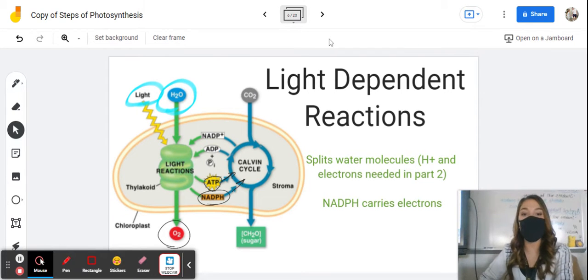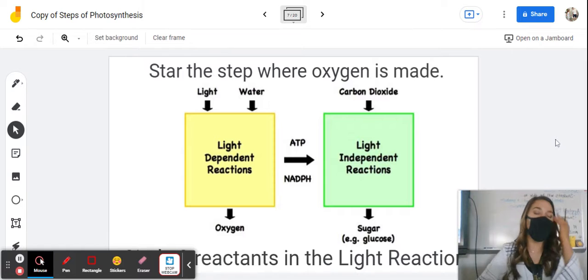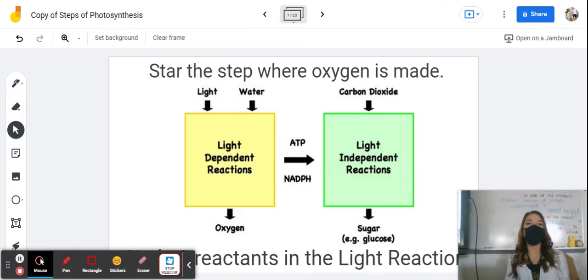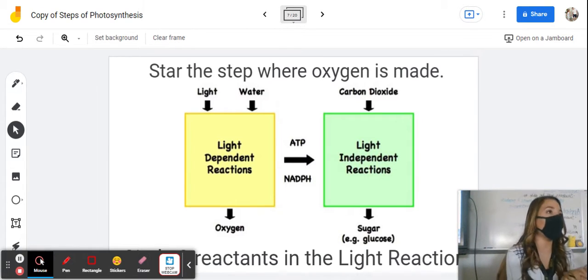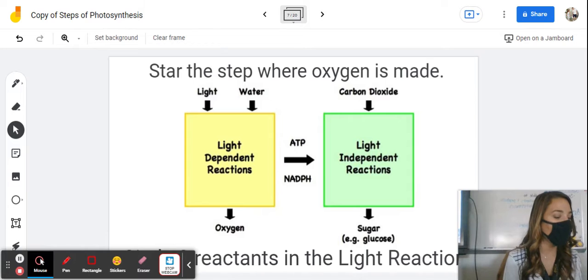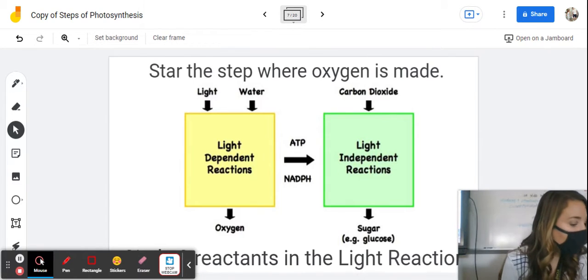Again, we're thinking equation here before we move to step 2. I want everyone right now to make me a little star. Any color, doesn't matter. And I want you to star which of the 2 steps of photosynthesis, thank goodness there's only 2 steps, which one is where oxygen is made? The light-dependent reactions, the light-independent reactions. Sophia, which one actually makes oxygen for us? The light-dependent or light-independent?